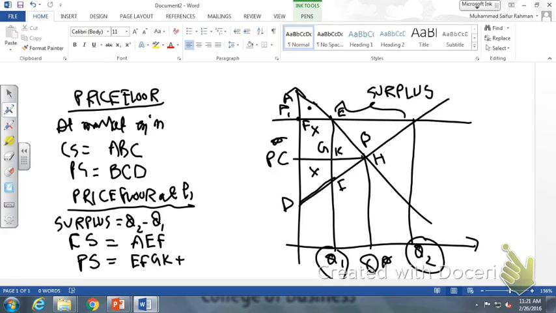Let's understand the upper rectangle. Before the price floor, this rectangle was part of the consumer surplus. The consumer had that inside of their ABC, right? Now, as a result of this higher price, our producer gets this rectangle as producer surplus. So part of the consumer surplus becomes part of the producer surplus now. So our consumer loses, our producer gains. So this is not a loss of the economy. One party gains, the other party loses.